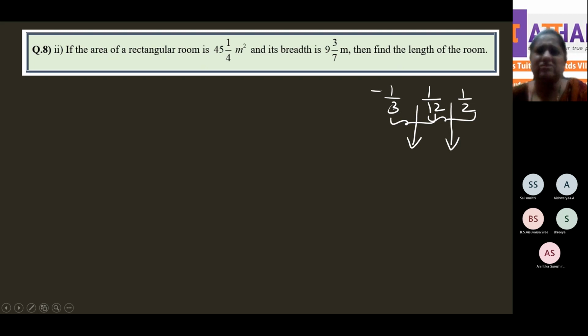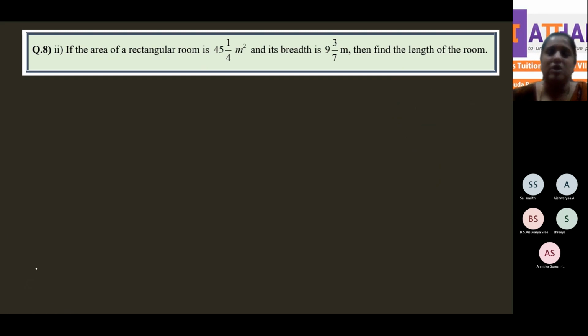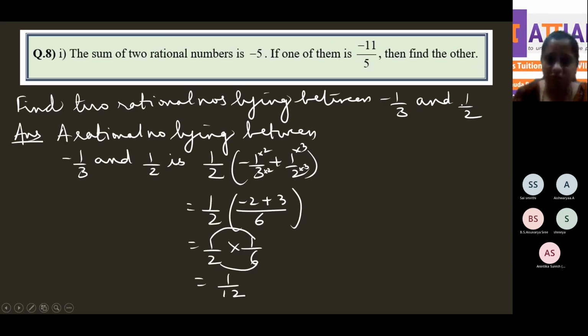So you can go on like this. Then you can find a number between these two. You get a number, then you can find a number between these two. You can go on like that. Now we just need one more number, because two numbers we have to insert. So we just need to find one more number.